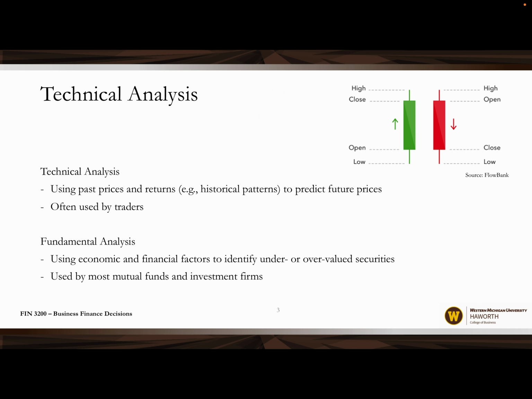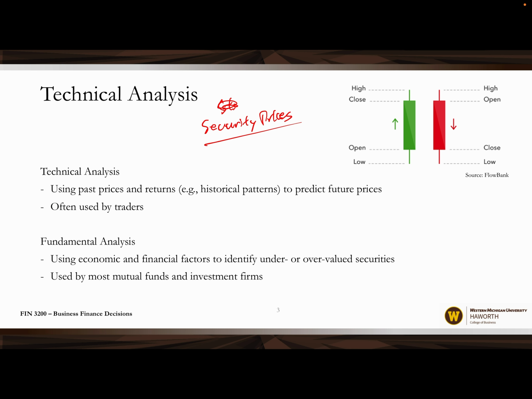Okay, so in finance and asset pricing, maybe we'll just say in finance, people try to analyze the stock price or security prices mainly two different ways, okay? Or they combine the two. I think a combination makes more sense.